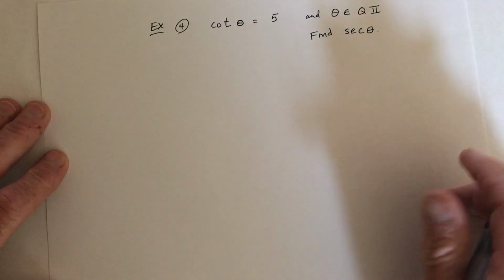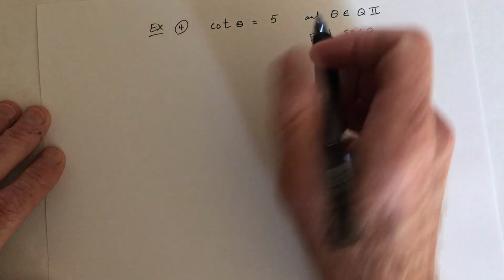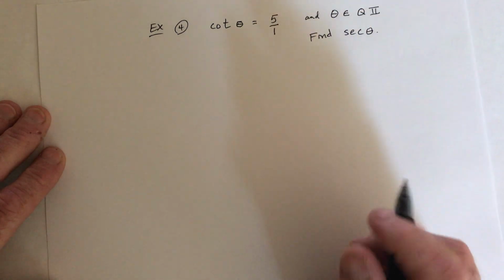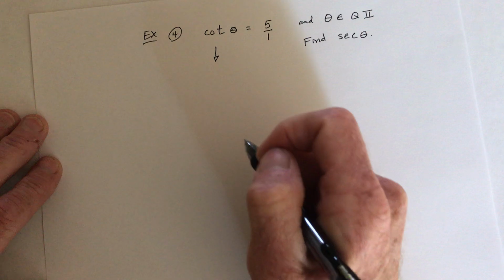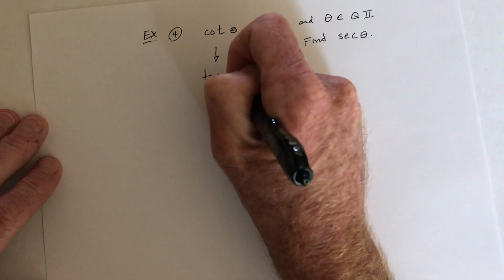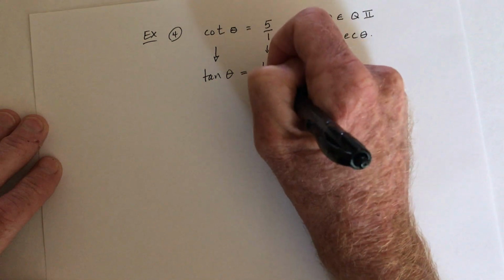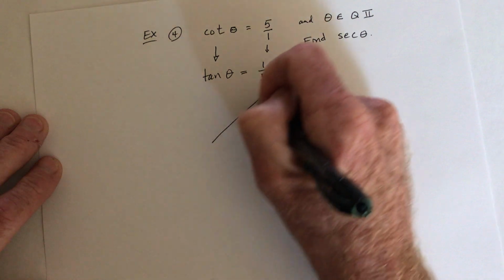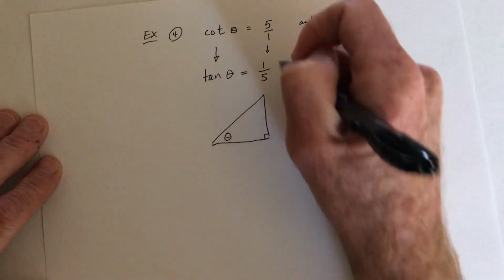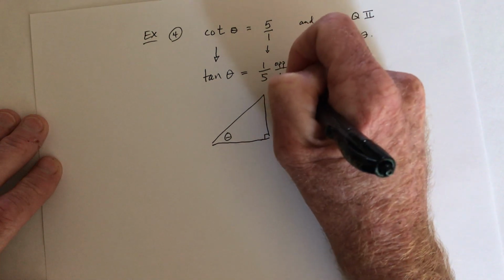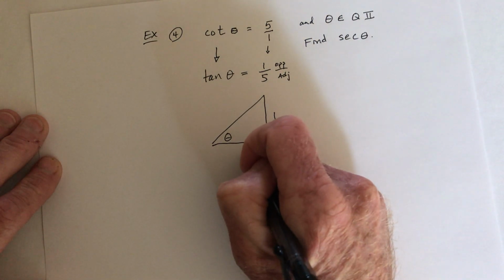Okay, so what I'm going to do is draw a right triangle, but I need to know what the sides of the triangle are. So I start right here, and first of all, I'm going to make 5 over 1. Next, I'm going to invert this side. 1 over cotangent is equal to tangent. Then I need to also invert this side, so it becomes 1 over 5. Now I'm ready for the right triangle. So tangent is opposite over adjacent. That means the opposite side is 1. The adjacent side is 5.